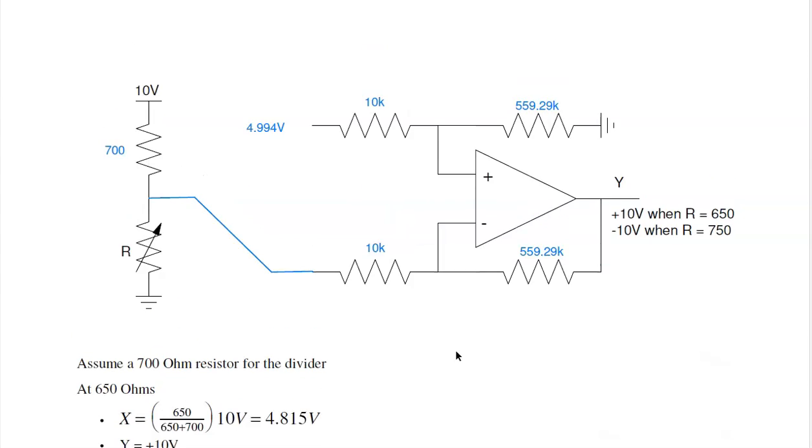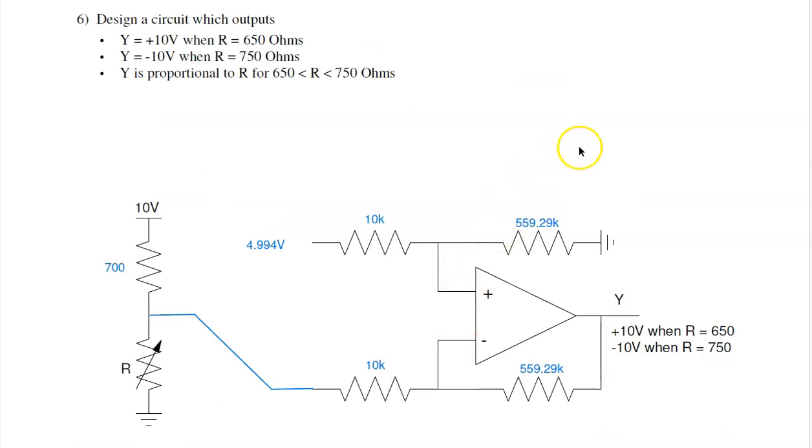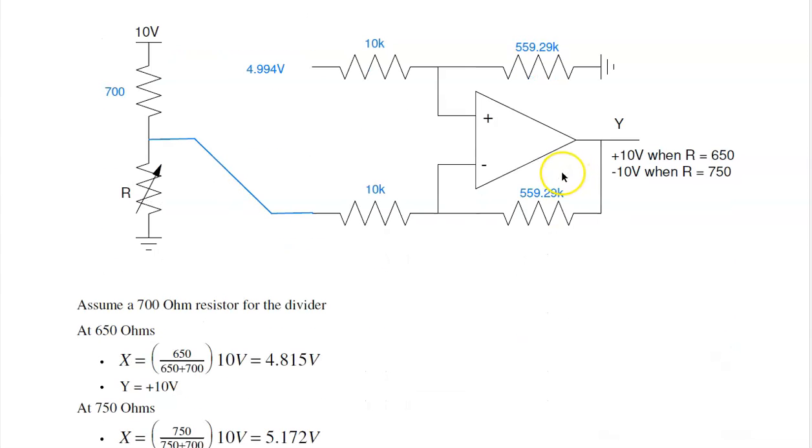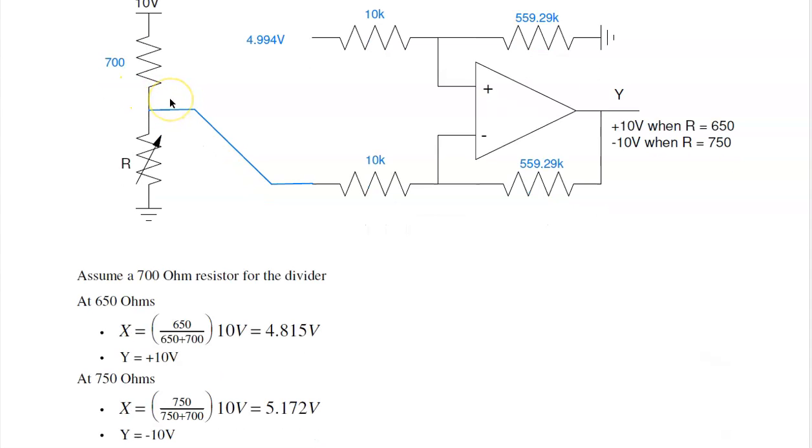And the last problem, if I want to design a circuit that goes from plus 10 volts to minus 10 volts as resistor goes from 650 to 750 ohms, the trick is pick a voltage divider. Here I pick 700 ohms. That's somewhat arbitrary. If you do pick 700 ohms, this voltage goes from 4.8 volts at 650 ohms to 5.17 volts at 750.